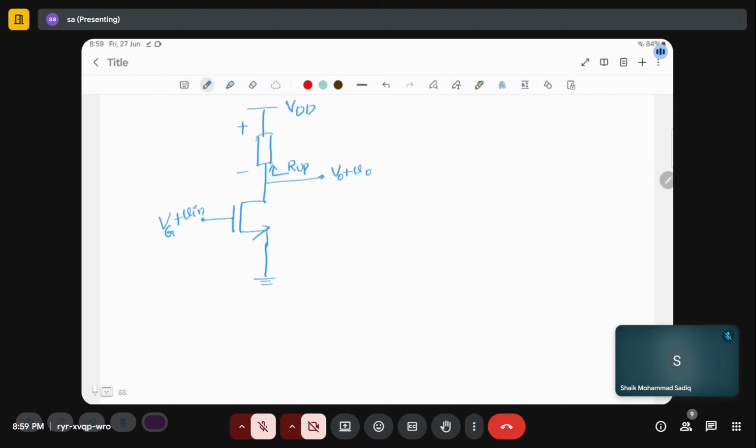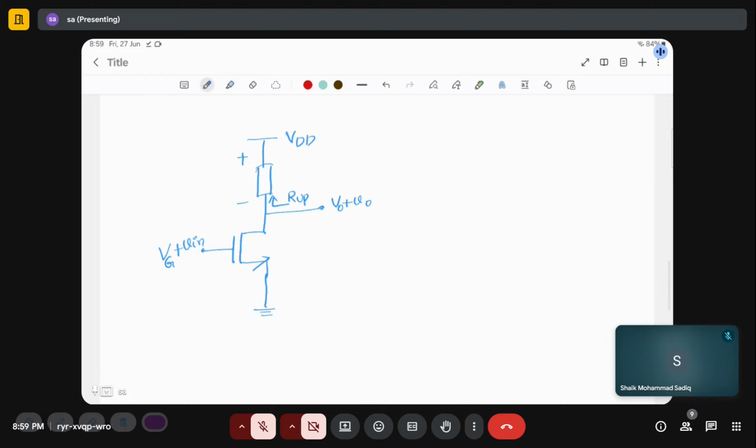What can this element be? Which element can we use? Current source. So we can use a current source.